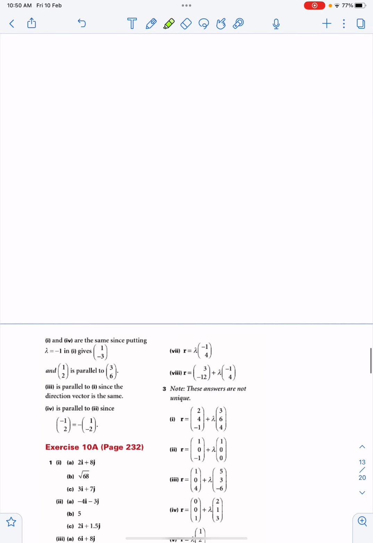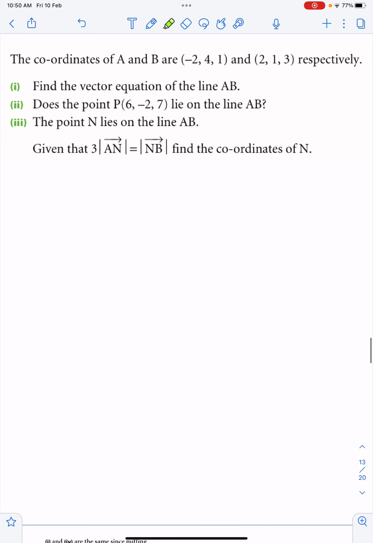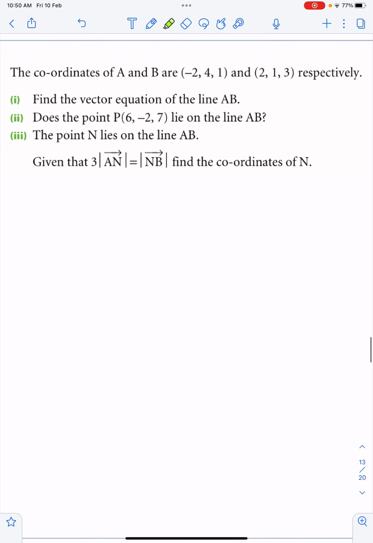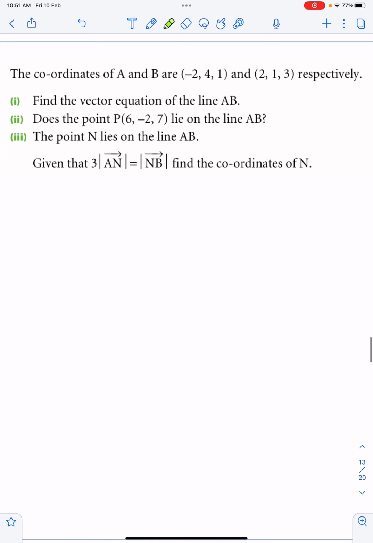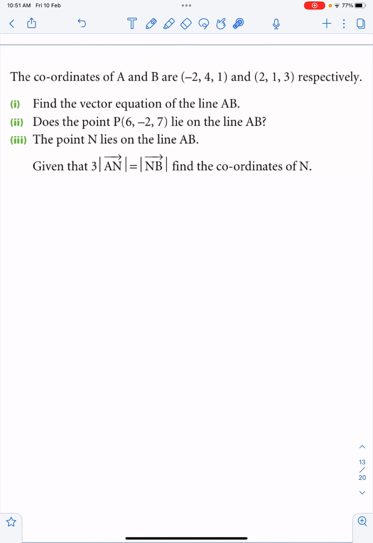Okay, moving on to this question which says find the coordinates of A and B are this. This is a very similar question. We firstly have to find out the vector equation of the line AB. Then you have to find out whether the point lies on the line or not. Let's find out the vector equation very quickly.